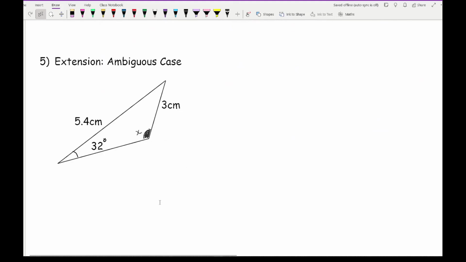Now moving on to an ambiguous case. Looking at this particular question, let's just go through what we actually need to do. Again, x is an angle, so I'm going to label that as capital A, which means that this is going to be lowercase a. Another angle is going to be b, so that's going to be lowercase b. So from this, I've got a equals 5.4, capital A equals x, b equals 3, and capital B equals 32. So this, therefore, is going to be a sine rule question.